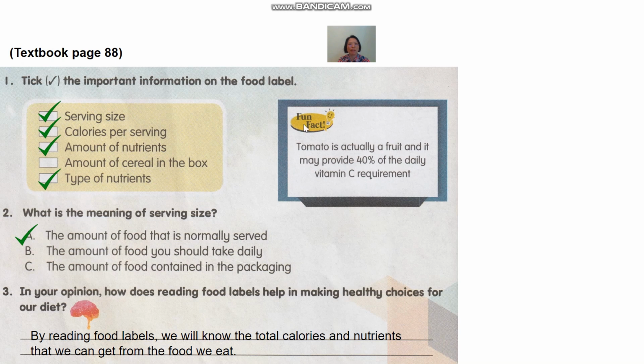Now, if you look at the fun fact here, tomato is actually a fruit, it's not a vegetable, and it may provide 40% of the daily vitamin C requirement. So it's very good for us to take more tomato. If you do not like to eat raw tomato, you can cook the tomato first. Okay, now let's look at the next lesson.